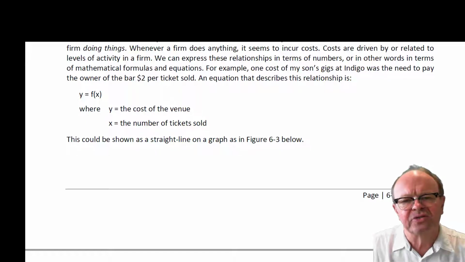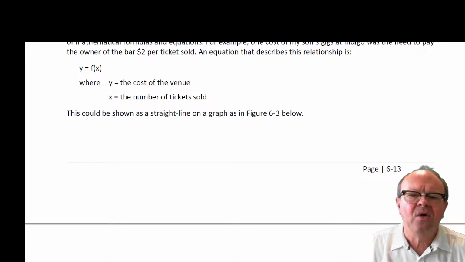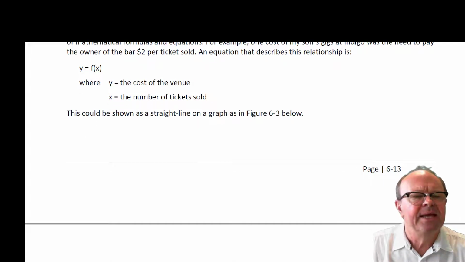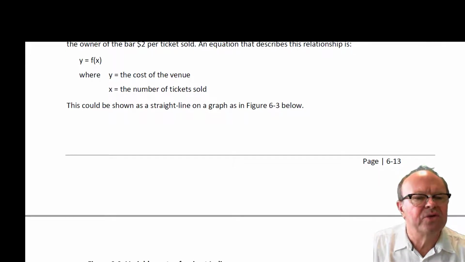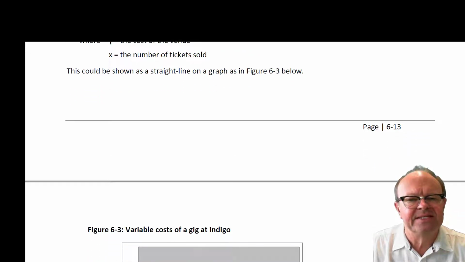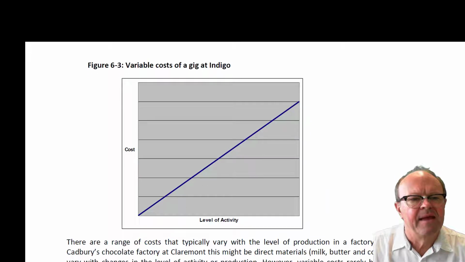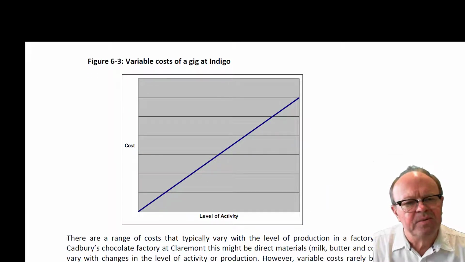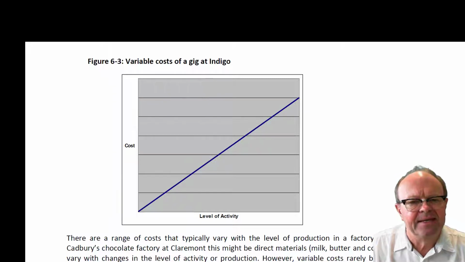For example, one cost of my son's gigs at Indigo was the need to pay the owner of the bar $2 per ticket sold. An equation that describes this relationship is y equals fx, where y equals the cost of the venue, x equals the number of tickets sold. This could be shown as a straight line on a graph as in Figure 6.3 below. Figure 6.3, variable costs of a gig at Indigo.